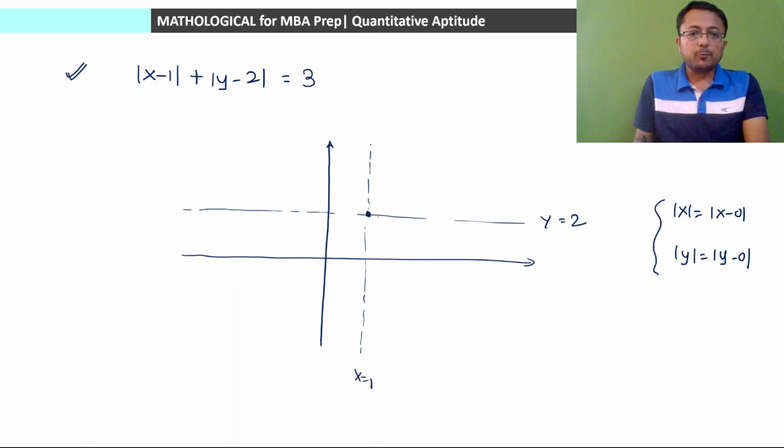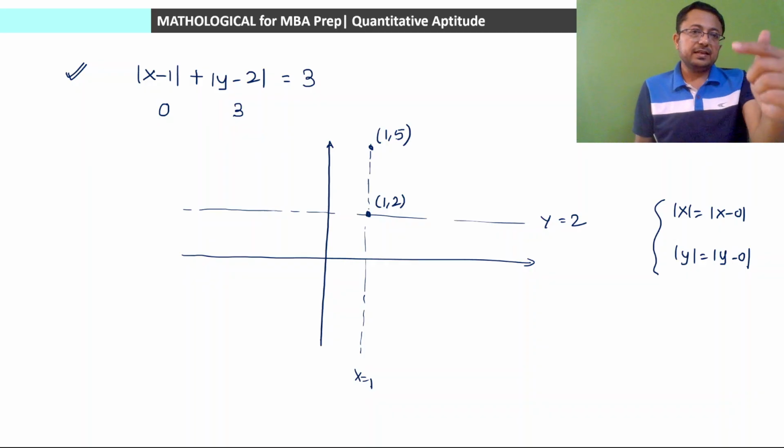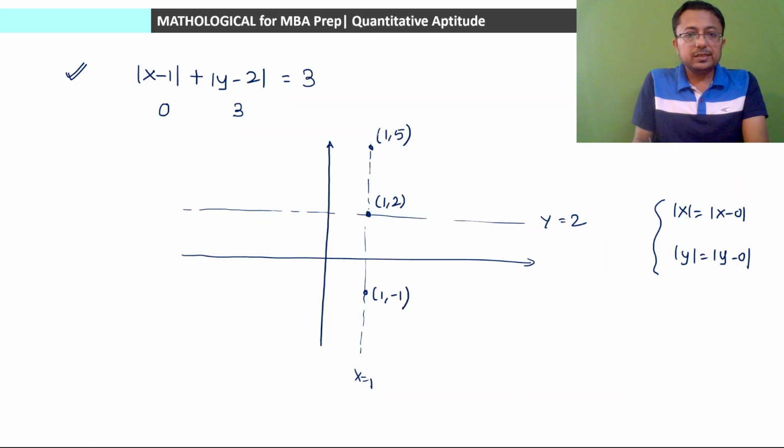So this is our point (1, 2), when x is equal to 1 and y is equal to 2. Now, if we take one scenario, let us say mod of x minus 1 is equal to 0, mod of y minus 2 is equal to 3. In this case, mod of x minus 1 is equal to 0, so x will be equal to 1. But mod of y minus 2 is equal to 3, the distance of y from 2 is equal to 3. So y can be 2 plus 3, which is 5, or y can be 2 minus 3, which will be minus 1. So (1, 5) and (1, minus 1). These two will be points satisfying our condition.